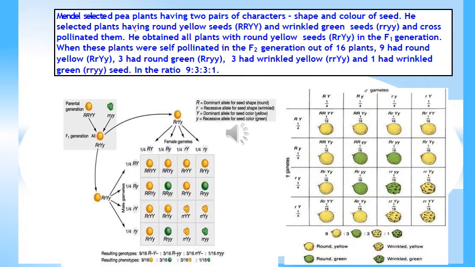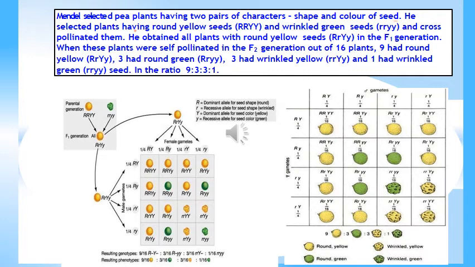Then we have small r. Can you see small r, small r? Yes. And then we have capital Y. It will be wrinkled and yellow in color. Okay. Then we have small r, small r, small y. But before that you write capital Y and small y. That means rr means here it will be wrinkled, okay, and yellow in color.